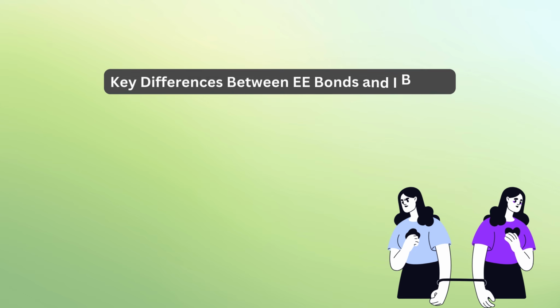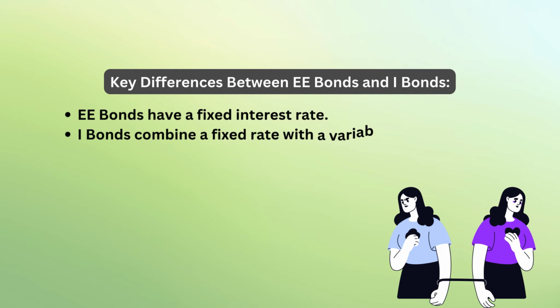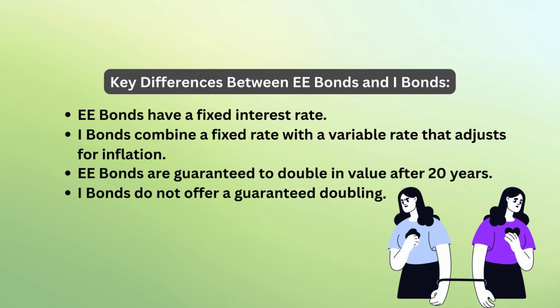Key differences between EE bonds and I bonds. EE bonds have a fixed interest rate. I bonds combine a fixed rate with a variable rate that adjusts for inflation. EE bonds are guaranteed to double in value after 20 years. I bonds do not offer guaranteed doubling.